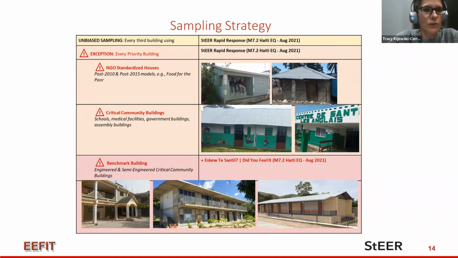So they were also instructed that when they saw a benchmark building, these were defined as buildings that were engineered or semi-engineered construction, they were to not only conduct their structural assessment, but also acquire a human subjects interview using a Did You Feel It app. And that allowed us to then correlate the human experience of that earthquake with the performance of the structure and map that back to the various products that USGS has built out around the Did You Feel It surveys that they run and execute for things like Pager and other tools in their arsenal.